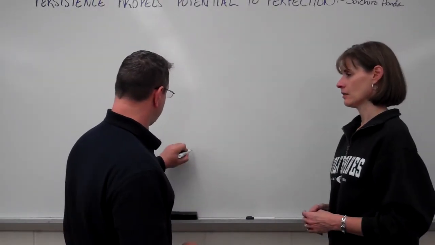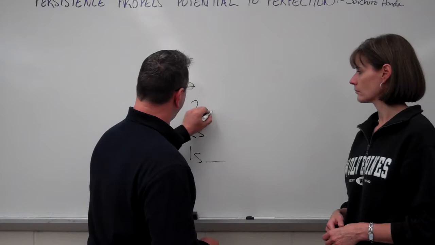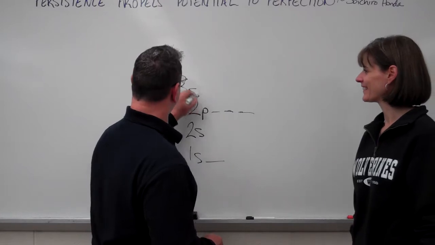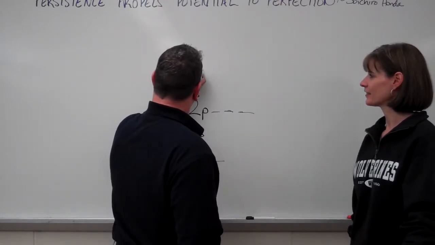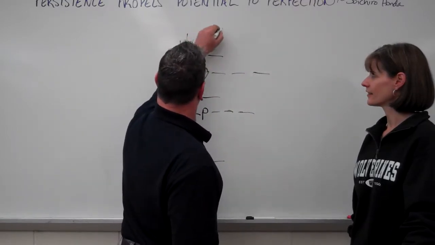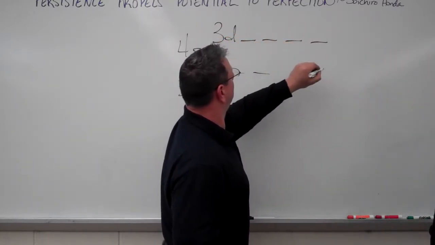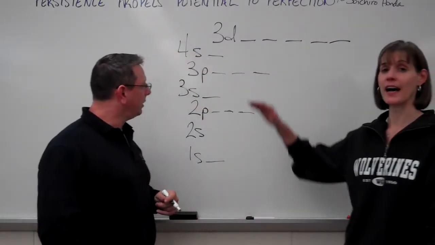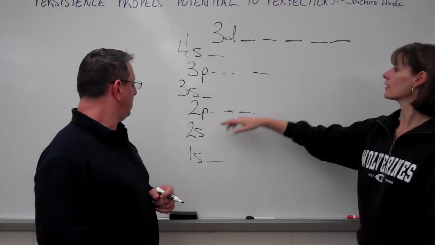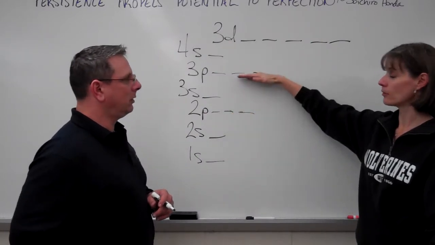Let's do one with a d. 1s, 2s, 2p, 3s, 3p, 4s, and 3d. There's 5. Remember, there can be 5 d orbitals, so we have 5 spots in our orbital diagram for that. We missed an s here. We've got 1 for each of our s's, and we have 3 spots available for the p.